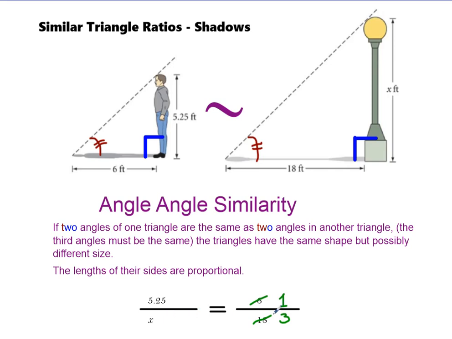We've got to get x by itself, but I'm going to get this 3 off the bottom first by multiplying both sides by 3 and seeing those go away. And now I have just 1 equals 3 times 5.25 over x. So I'm going to multiply both sides by x, and now x is by itself, or at least it has a 1 next to it, which means it's 1x or x equals 3 times 5 1/4, which is 15.75 feet. That's how tall that lamppost was.